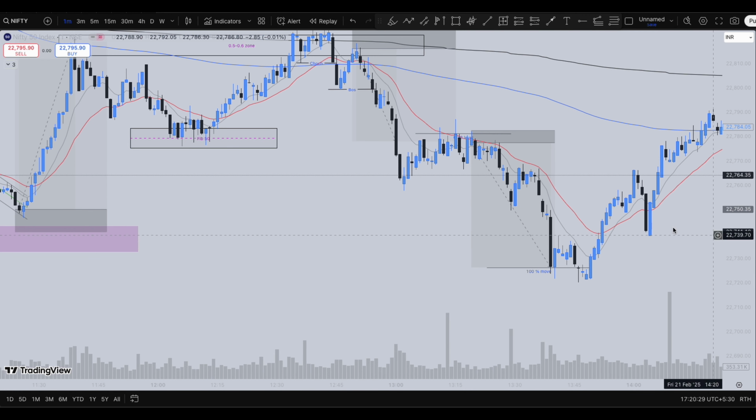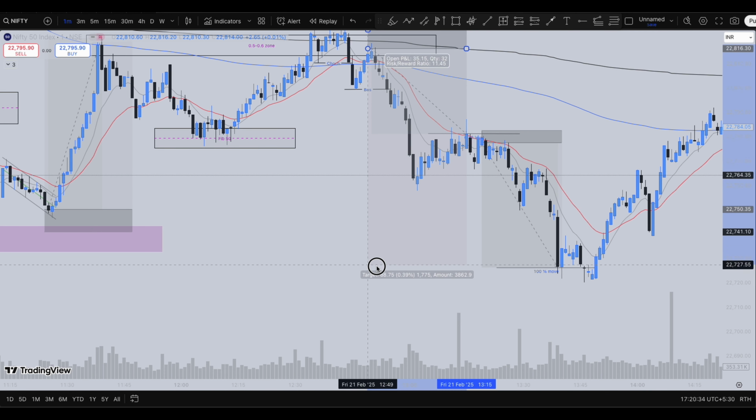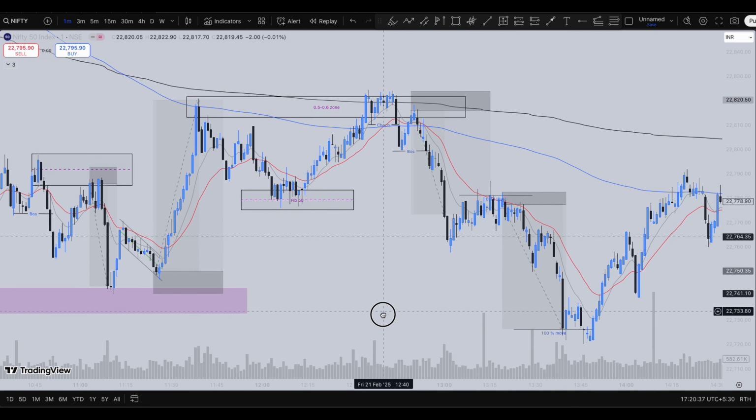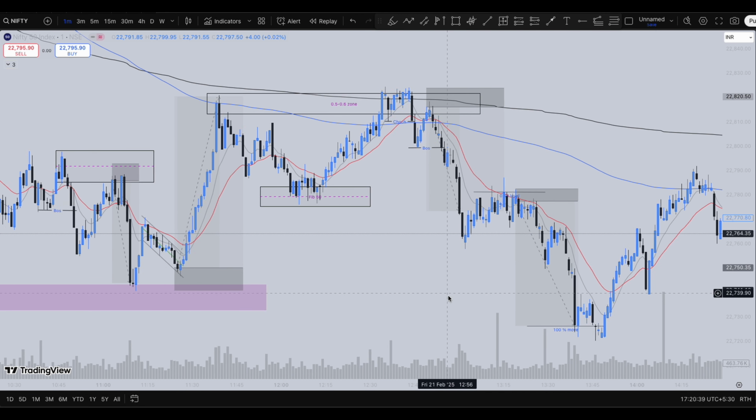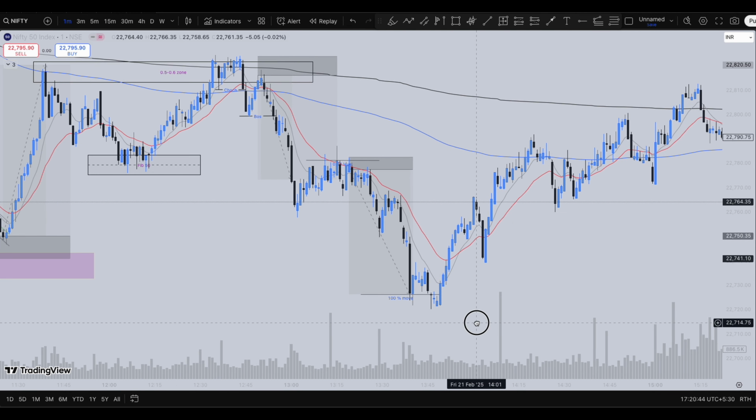Or if you just held on, seeing the price rejecting from the 21 moving average, you could have held on to your trade all the way to this zone also, guys. But it's very difficult. So for scalpers, I think this would have been the best trade.